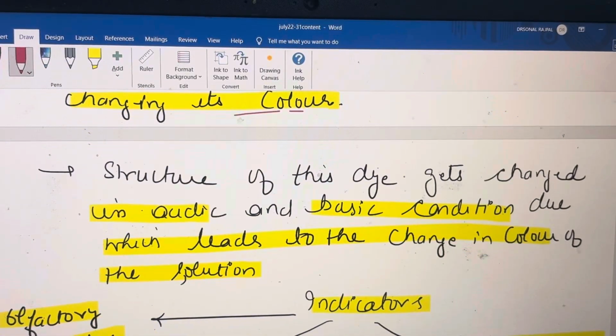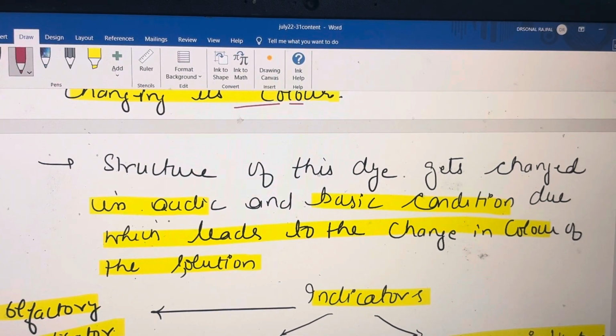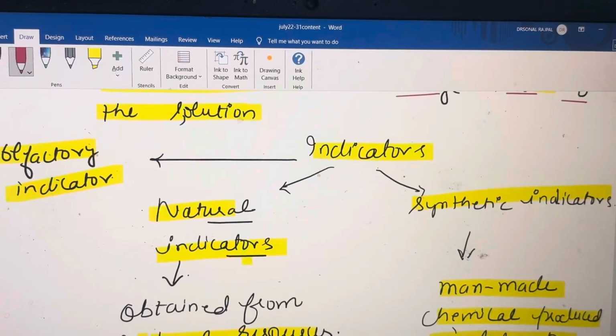Because students, the structure of these dyes gets changed in acidic or basic conditions, which leads to the change in the color of the solution. And students, indicators are of various types.